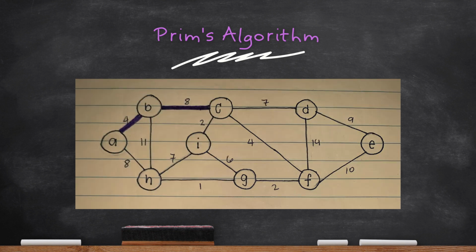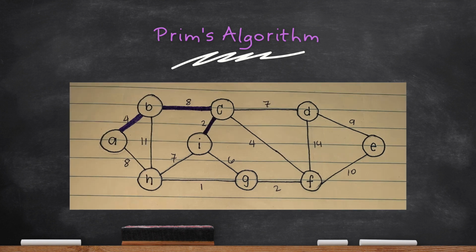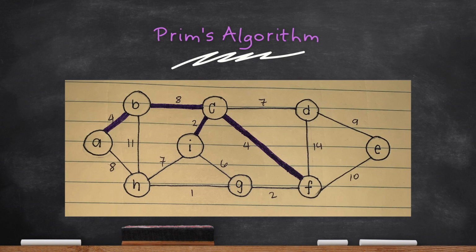So we will compare the edges CI, CF, CD, BH, and AH. So here the edge CI is the least costly. So next we have to compare the edges CD, CF, BF, and AH. So we'll be going with CF, which is least costly or has the shortest length.